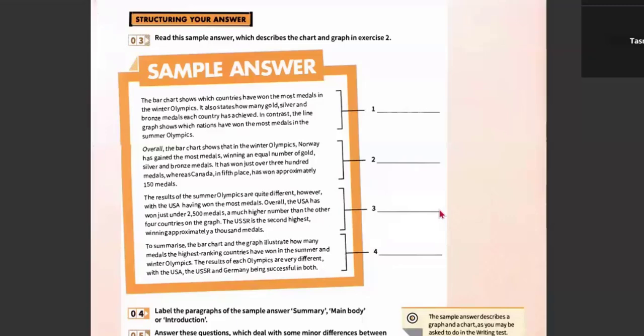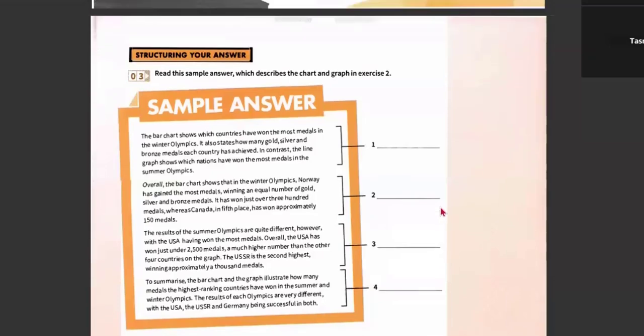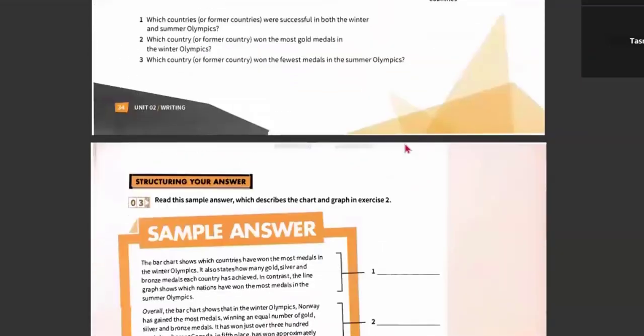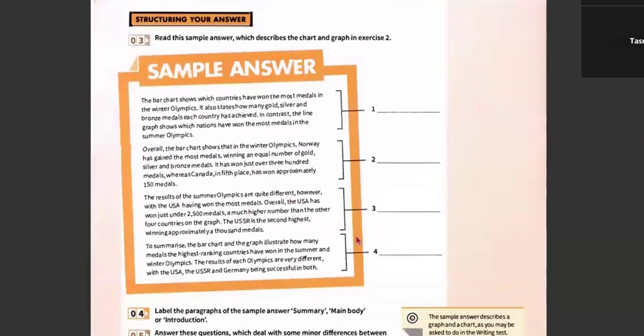Why? Because here we are talking about two diagrams, a chart and a graph. That is why the introduction covers the bar chart, and then the second paragraph concludes the topic of the bar chart by starting with "overall." Then we move to the third paragraph where we talk about the other diagram, the graph. The results of the Summer Olympics are quite different, because the graph represents the Summer Olympics. In the third paragraph, we are also describing the graph's main data.